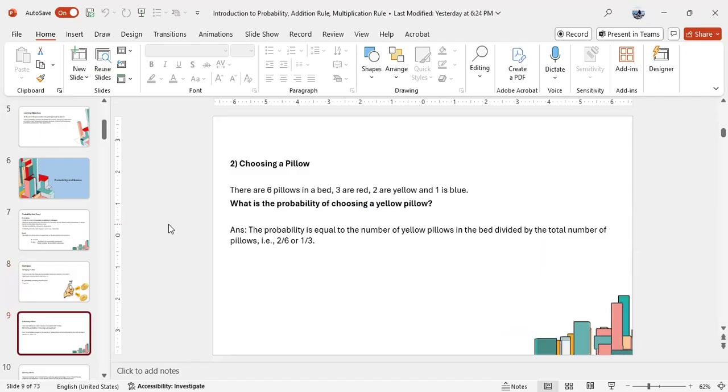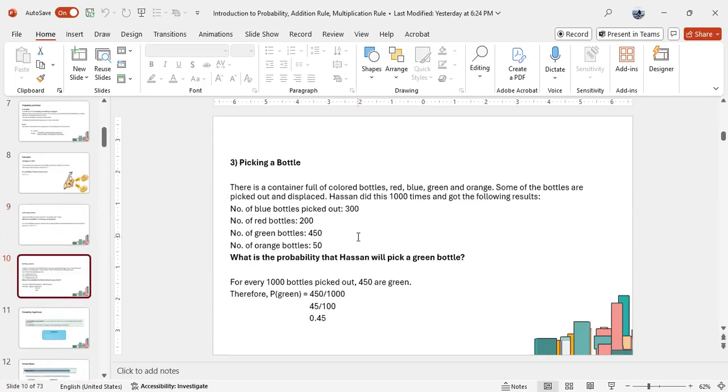Another example, choosing a pillow. There are 6 pillows on a bed. 3 are red, 2 are yellow, and 1 is blue. What is the probability of choosing a yellow pillow? The probability is equal to the number of yellow pillows on the bed, that is 2, divided by the total number of pillows, that is 6. So 2 by 6 or simply 1 by 3.